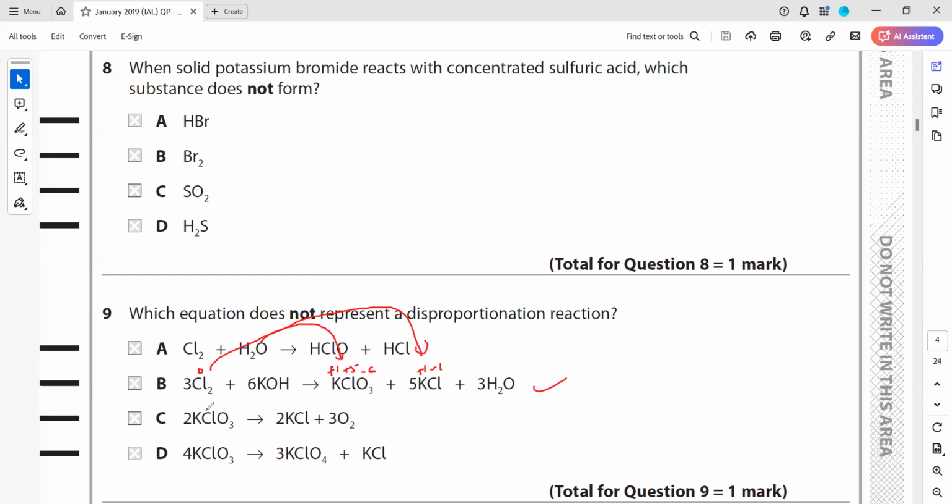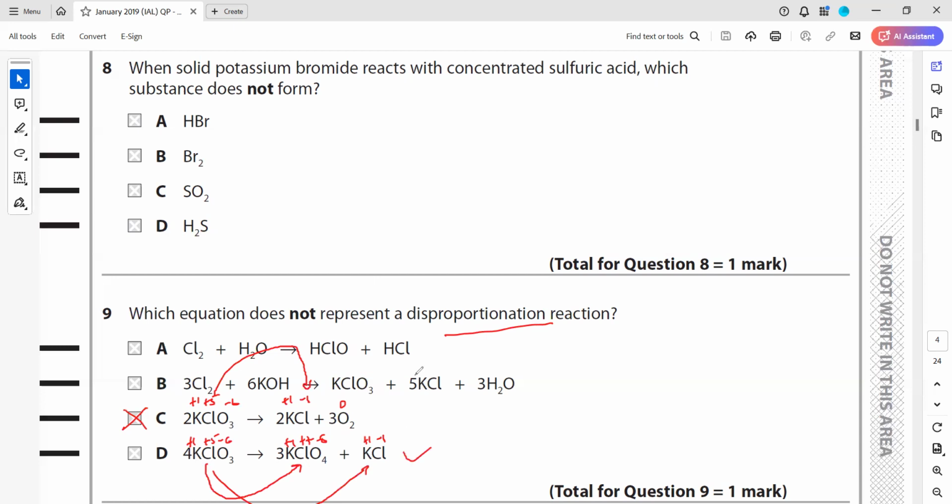When we check C, potassium is +1, each oxygen is -2, 3 are -6, so chlorine is +5. Here +1, -1 and 0. So the same element should oxidize and reduce, but here +5 becomes -1, so it is reduced, but no oxidation happens. So that's why C should be the right answer. And what about this one? +1, +5, -6. So +1, -8. So this should be +7, and +1 and -1. So +5 becomes +7 oxidation, and +5 becomes -1 reduction. So this reaction also has the same element oxidized and reduced.